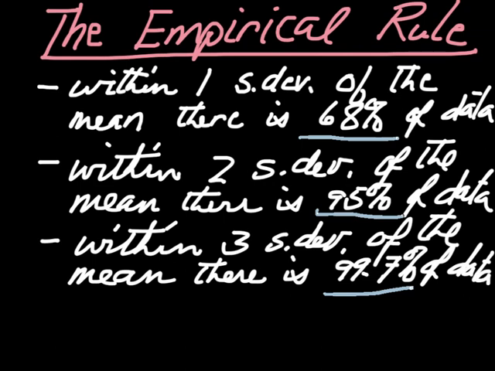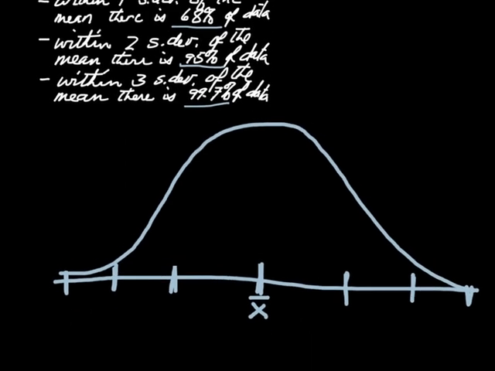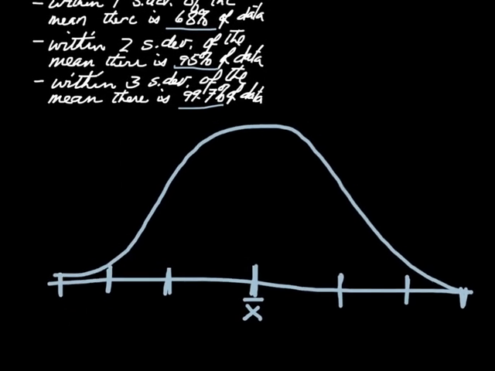What I'd like to do is maybe draw you a picture to give you a little better idea of what this means. So what I've done is I've drawn a picture to illustrate this empirical rule, and here's the whole picture so you can see it. And what I want to show you is on this picture what I'm basically talking about when I talk about within one standard deviation.